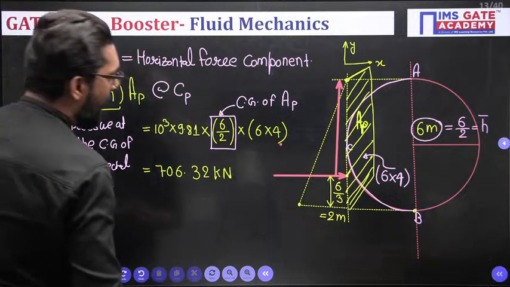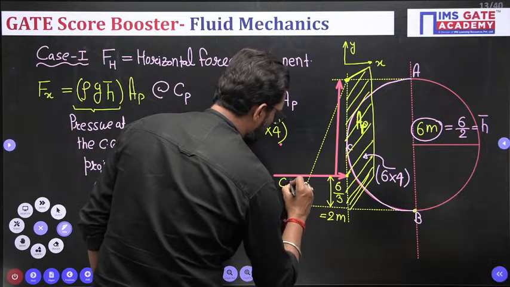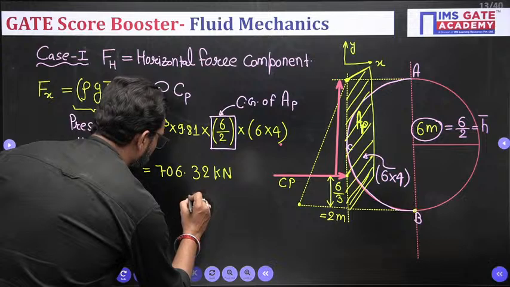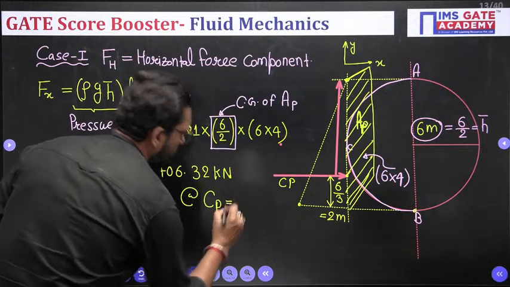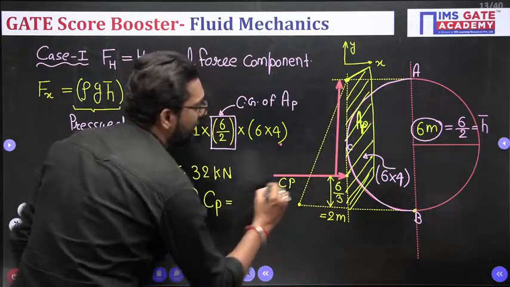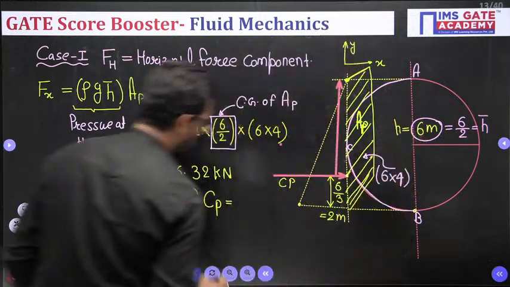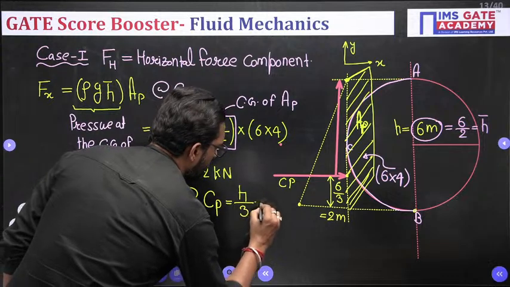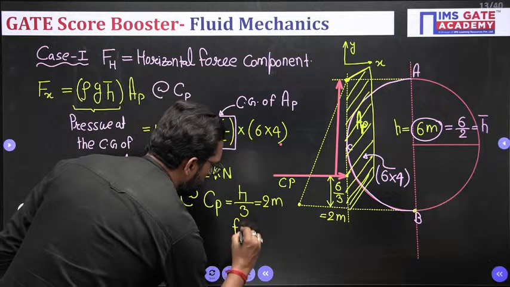And this will act at CP, the center of pressure. And what is the CP? The center of pressure is at h by 3. That means if this is the total height h, it is h by 3 of the triangle from the base, that means 2 meter from the base.